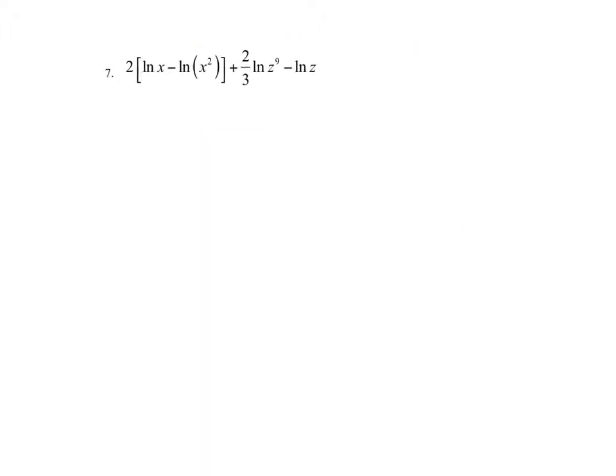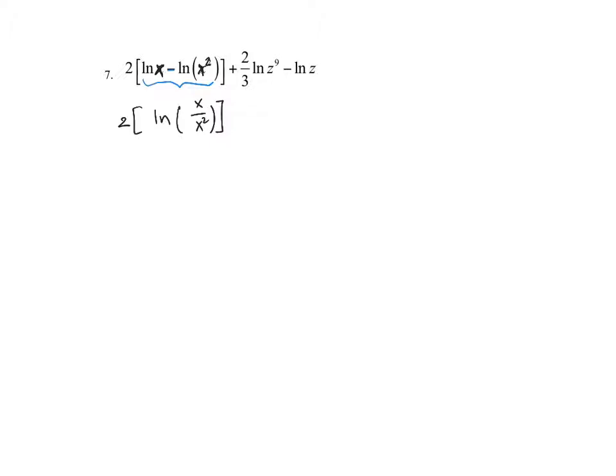All right, let's try this one. This will be a good challenge for us. Okay, so I'm just looking inside here, I've got a subtraction. So I'm going to go ahead and rewrite that as division inside a single log. So it would be x divided by x squared. So I take, here's my numerator, minus x, that x squared is the denominator.